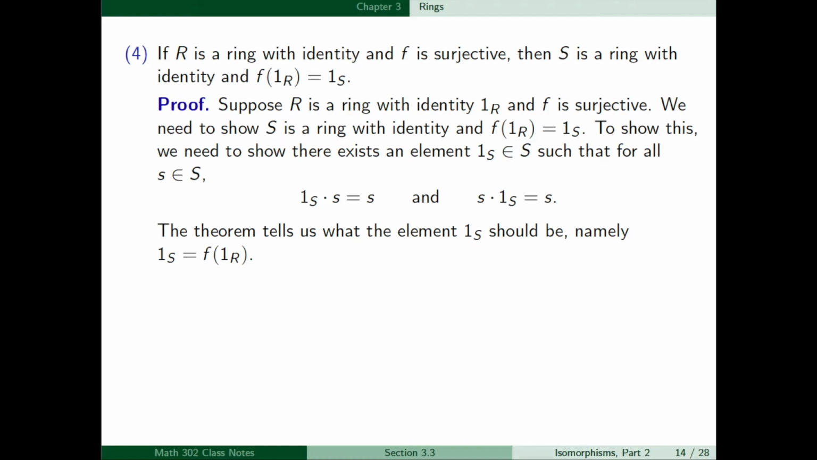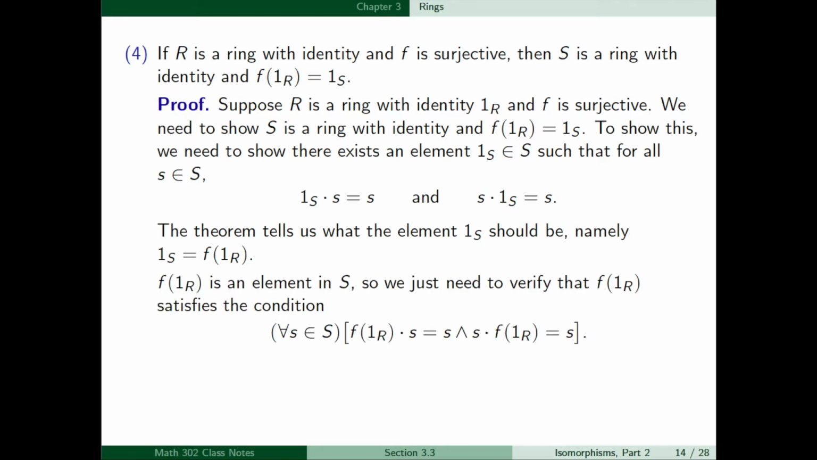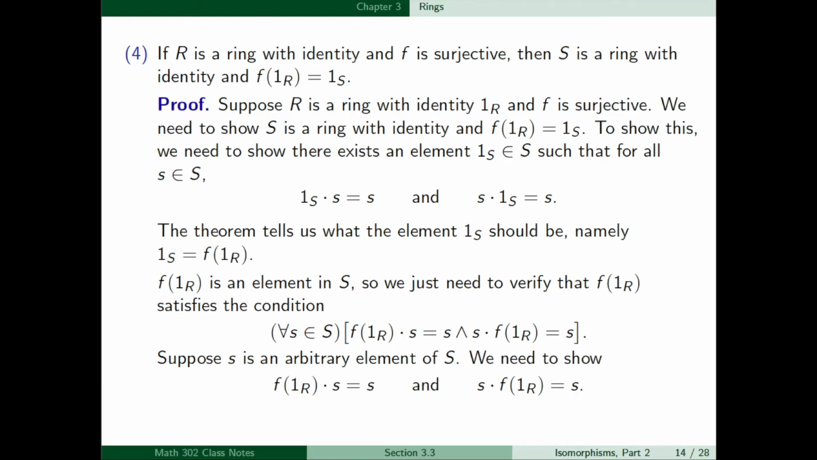Now the theorem tells us what the element 1 sub S should be, namely 1 sub S should be f of 1 sub R. And we know that f of 1 sub R is an element in S, so we just need to verify that f of 1 sub R satisfies the condition that for all s in S, f of 1 sub R times s is equal to s, and s times f of 1 sub R is equal to s. So let's suppose that s is an arbitrary element of S, and we need to show these two equalities, f of 1 sub R times s is equal to s, and s times f of 1 sub R is equal to s.